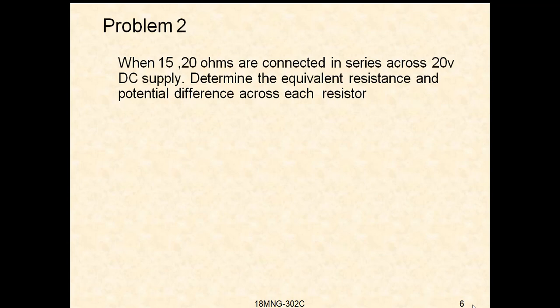Now let us see the second problem. When 15, 20 ohms are connected in series across 20 volt DC supply, determine the equivalent resistance and potential difference across each resistor.